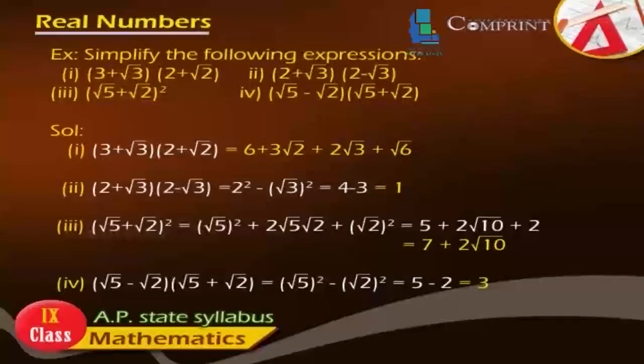Second one, (2 + √3)(2 − √3) = 2² − (√3)² = 4 − 3 = 1.